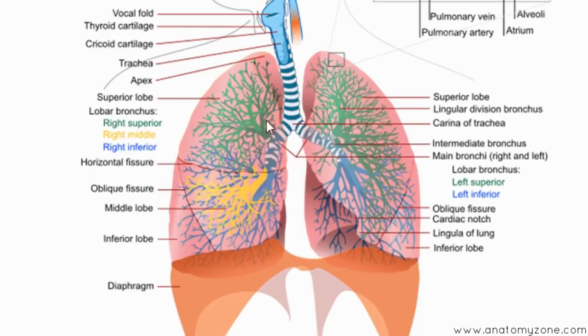You can see in this diagram the 3 lobar bronchi on the right and the two lobar bronchi on the left. You can see them in different colours. You've got the superior in green, yellow you've got the middle lobar bronchus, and in blue you've got the inferior lobar bronchus, and you've got the superior and inferior lobar bronchus in green and blue on the left side.